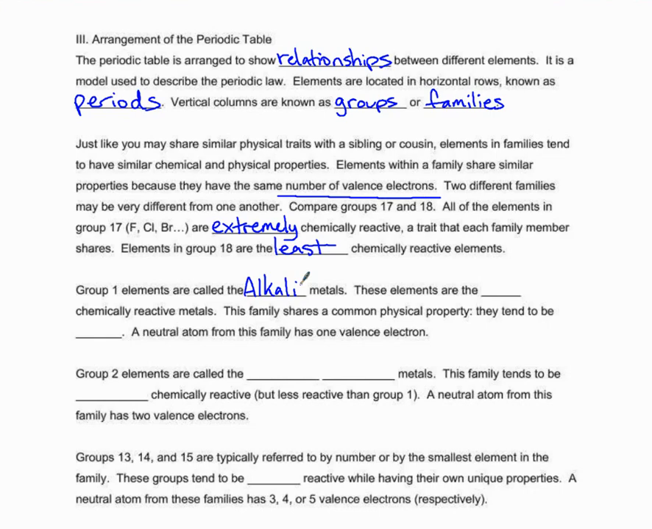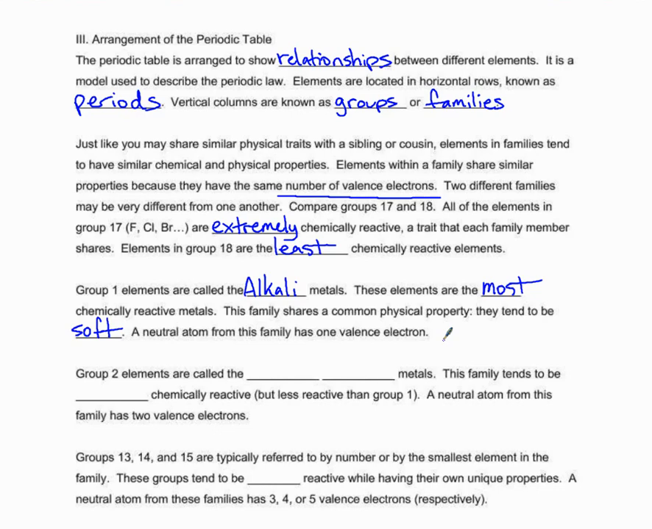Group 1A is the alkali metals, and just group 1, are the alkali metals. These are the most chemically reactive of all the metals. They are so reactive that they will react with pure water. This family shares a common physical property as well. They tend to be very soft, so soft that some of them can be cut with a butter knife. If you have a neutral atom of an alkali metal, it's going to have one valence electron.